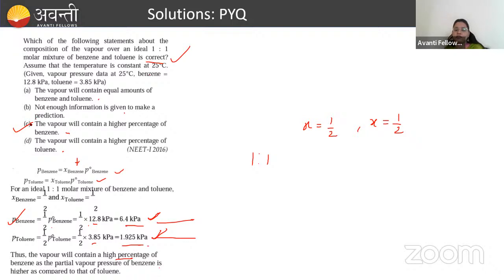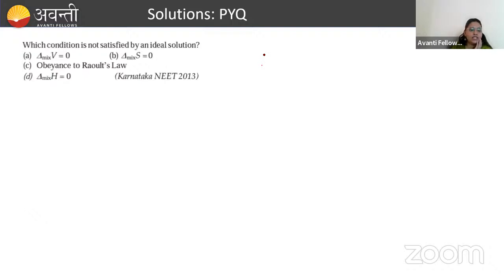Very, very good question actually. ये question बहुत अच्छा था. इस तरह से आपको सिर्फ यहाँ पे there will be some changes in the solution only. Instead of benzene and toluene, a different solution can be present, and the same format of question can be asked. Okay, very important. Next, which condition is not satisfied by an ideal solution?